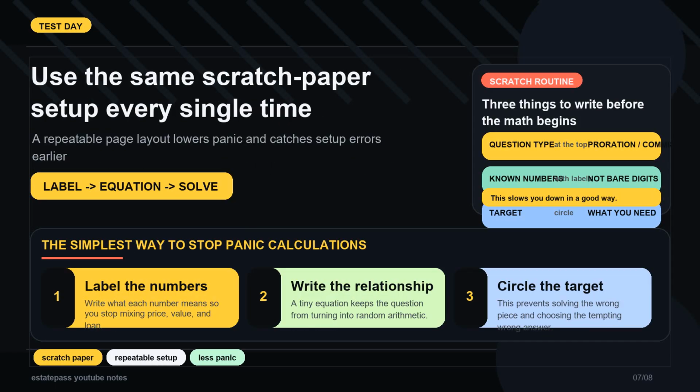On test day, use the same scratch paper layout every time. First, name the question type. Second, write the known numbers with labels, not as bare digits. Third, write the relationship or equation and circle the thing the question actually wants. This routine feels slower for 5 seconds, but it speeds you up because it prevents setup mistakes.